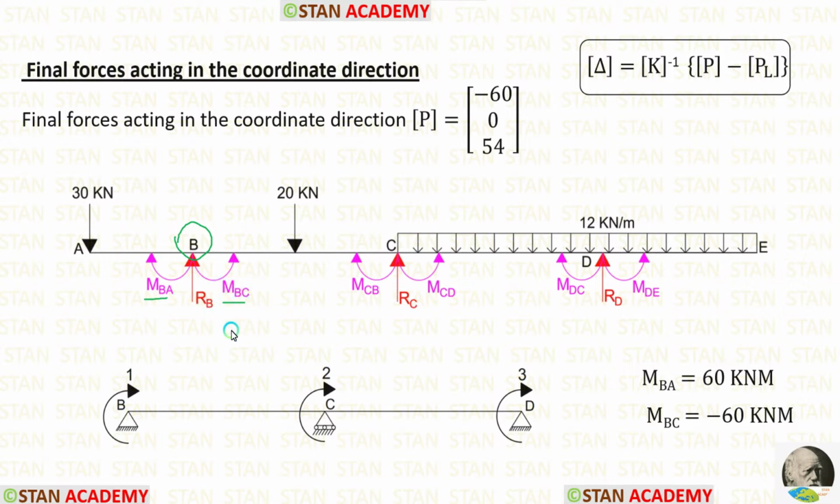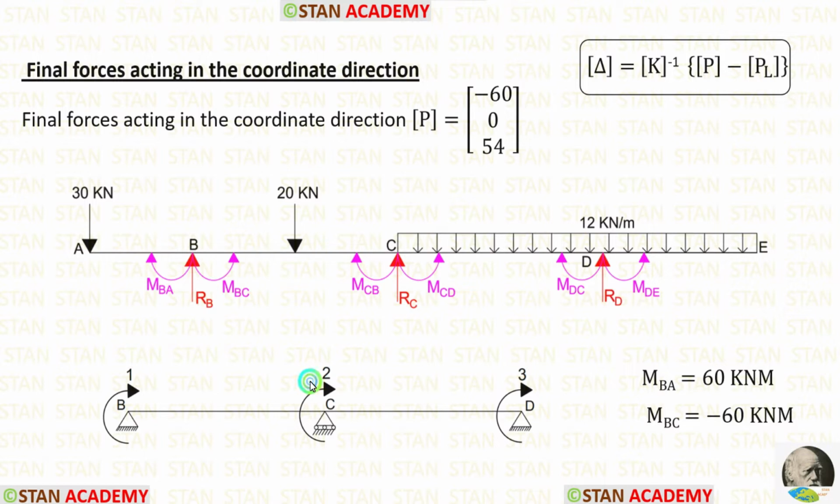Here we may have some confusion which moment we have to apply inside the matrix. MBA is acting in the overhanging span, so we should not select that. MBC is acting in the span BC, so we must select this. MBC is minus 60. Let us apply that.